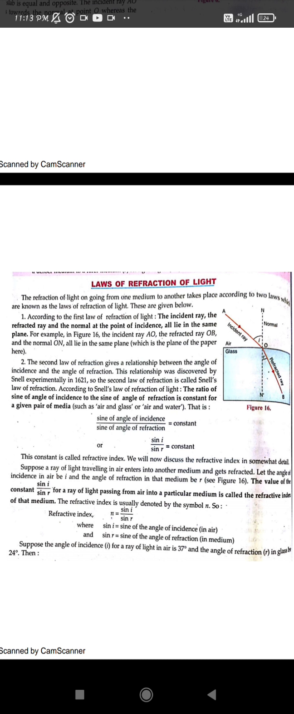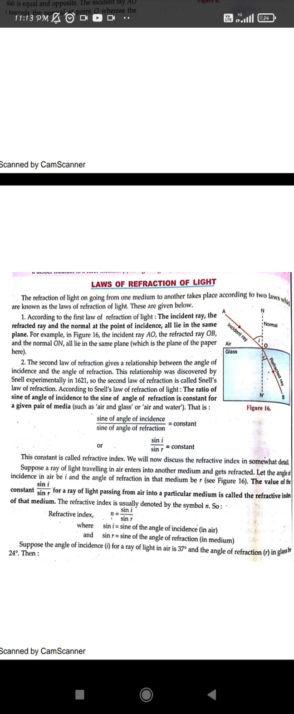So what we can say is that the value coming out from the ratio of the sine of the angle of incidence and the sine of the angle of refraction is said to be the refractive index. It is mostly given by the letter mu, and sometimes n is also used. So these are the laws of refraction.